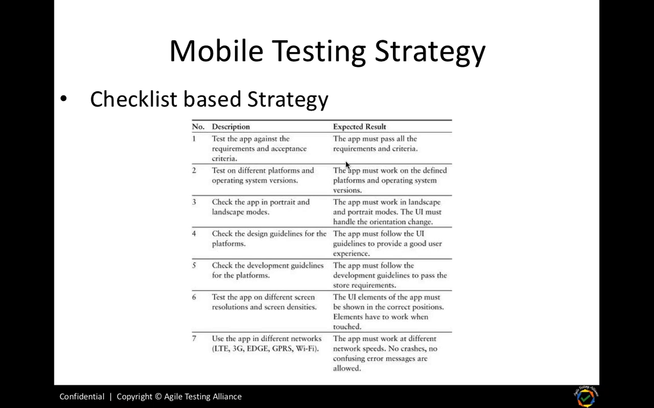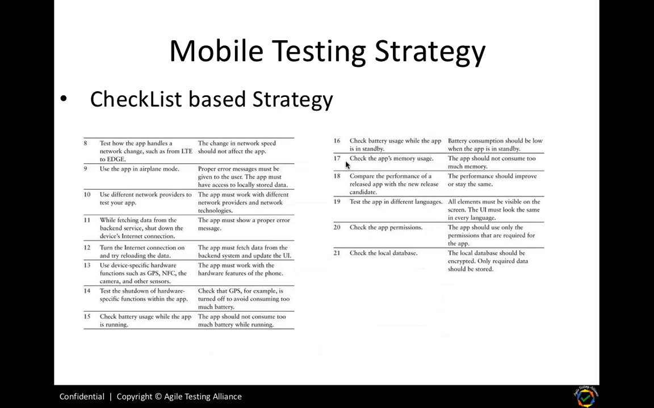So there is a checklist based strategy where you have a description of a particular test and an expected result, and you run that particular test and mark it checked. There are about 21 tests in all which the checklist based strategy covers. So we are going to look a little less into this particular detail while we explore the other strategies as well.